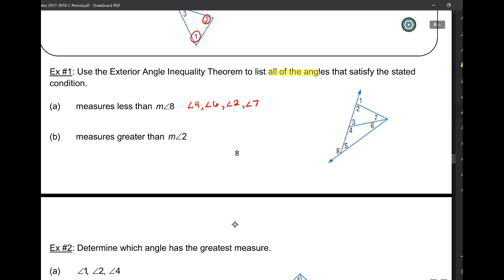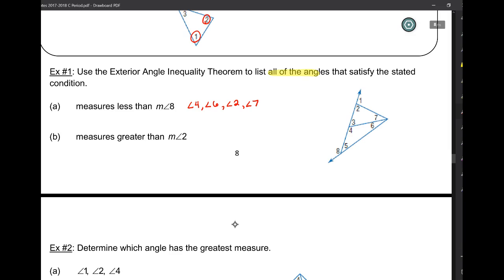Okay. I want you to try the last one. Just write them down. Let's not call out. This one's a little different. Now we want the measures that are greater than angle 2. How do we know when to put the M's and when not to? We're just listing the angles, so you don't need an M.